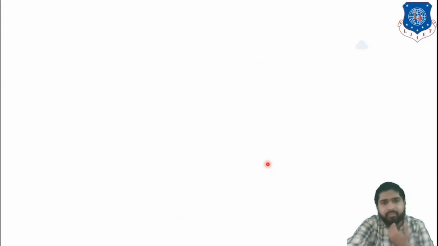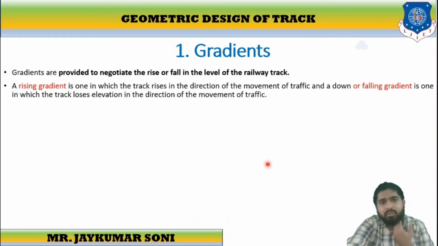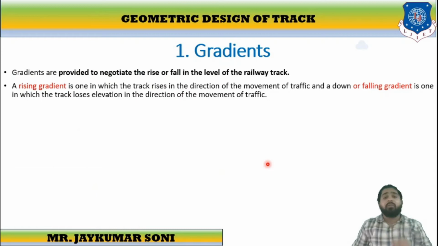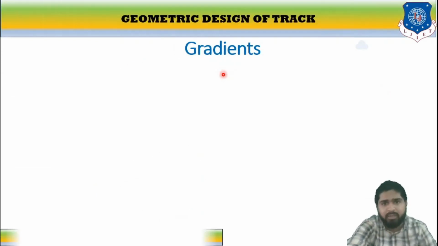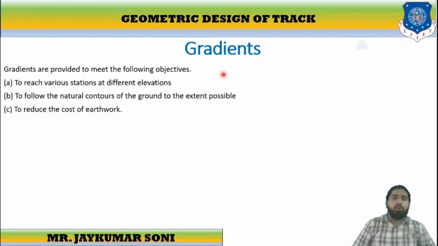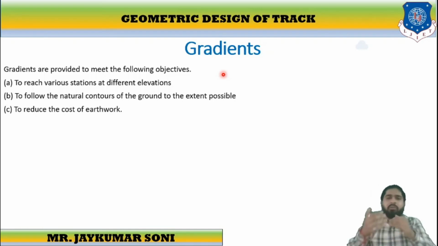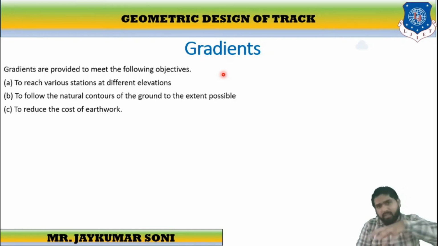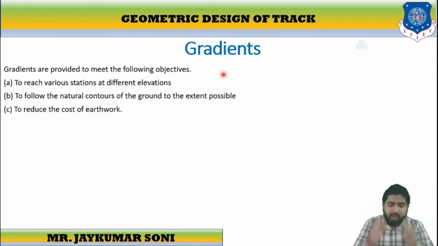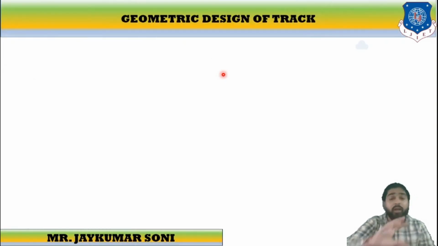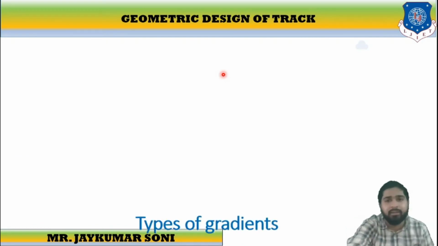Now, they are provided to negotiate the rise or fall in the railway track. We have already learned that particular thing. Now we'll discuss various objectives, such as: they are used to reach the various locations, to reduce the cost of earthwork, to follow the natural contours. Same thing that we have learnt in highway applies to railway gradients also. Only a few changes are there. You do not have to create a new concept in your mind.